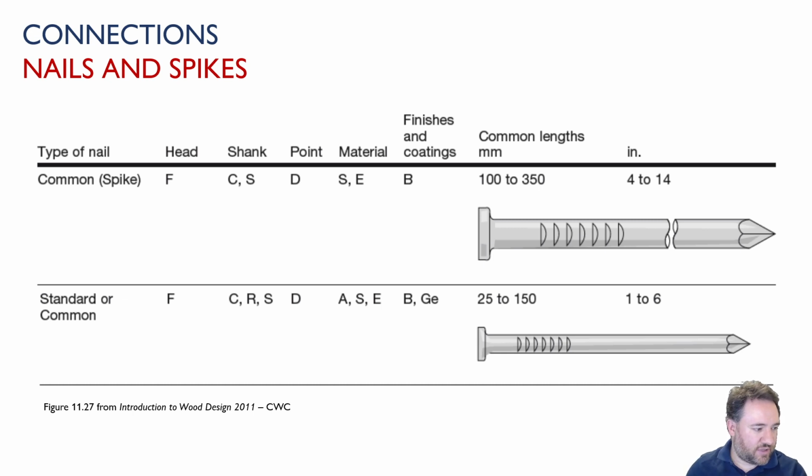So this is from the Introduction to Wood Design book. They have some pictures of nails and what kind of lengths they are. In the design manual, in the standard, there are actual selection tables for nails, which we'll look at when we talk about the details of how to do nailed connection designs. But you see we have different shanks, different heads. Spike is the one on the top, regular nail is the one on the bottom, and you can see the difference is just basically in the size.